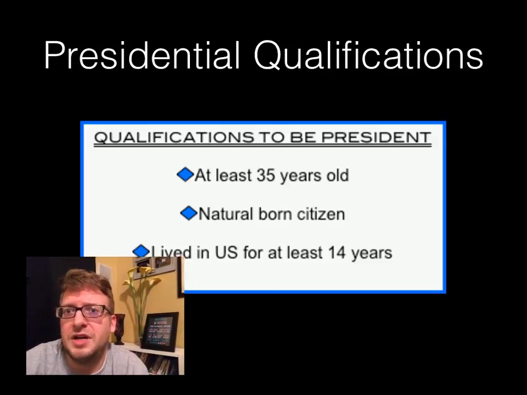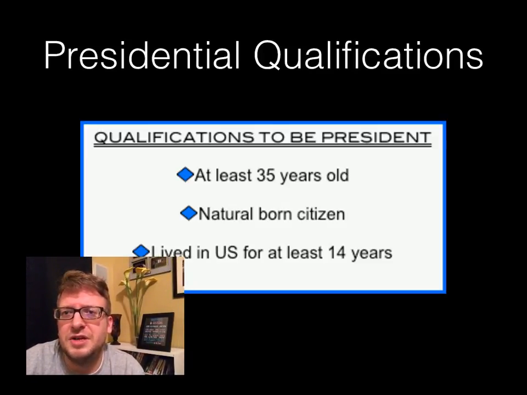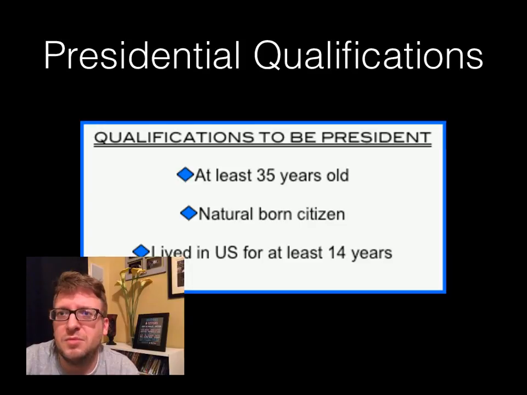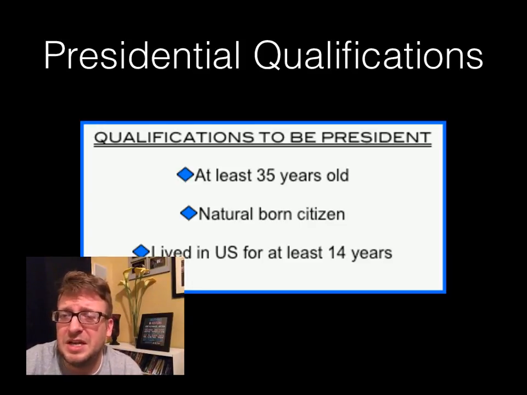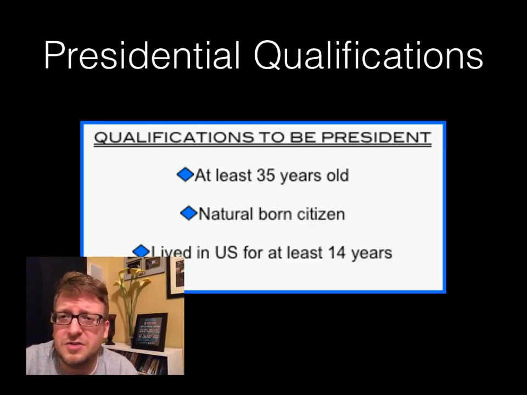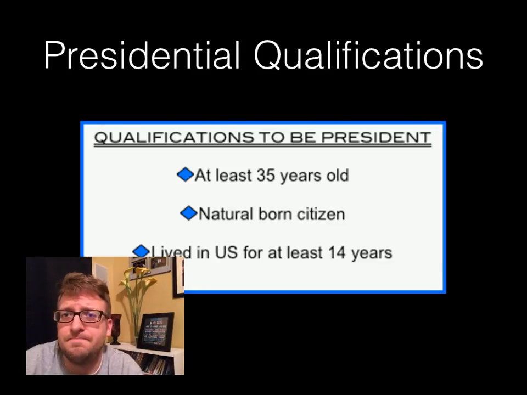Again, presidential qualifications: be at least 35 years old, a natural-born citizen here, and lived in the U.S. for 14 years. So that all comes into play, and if you are those three things, you can become a president.